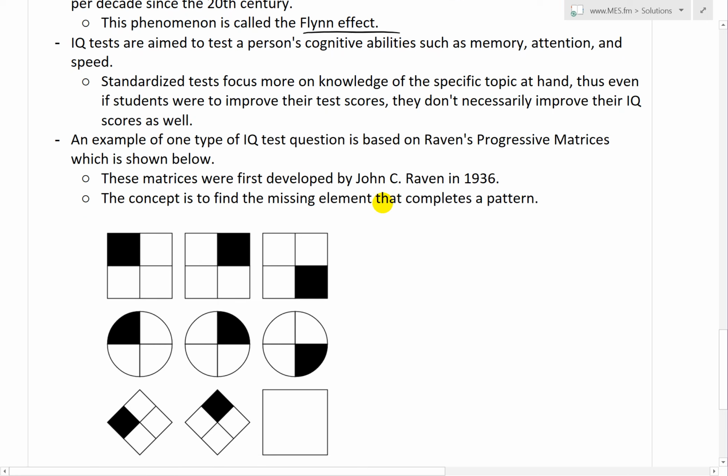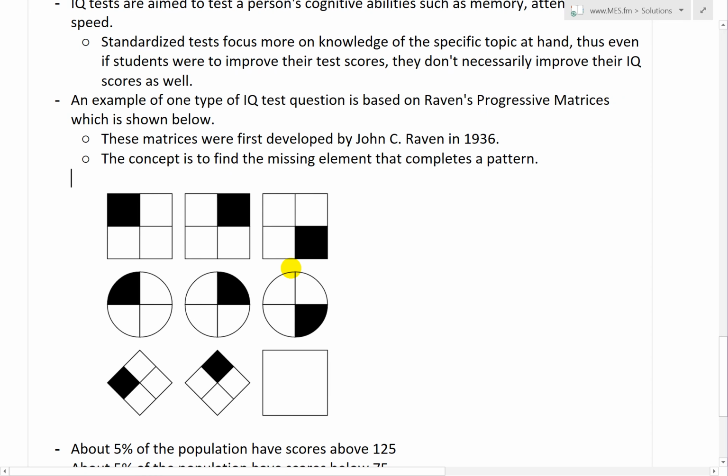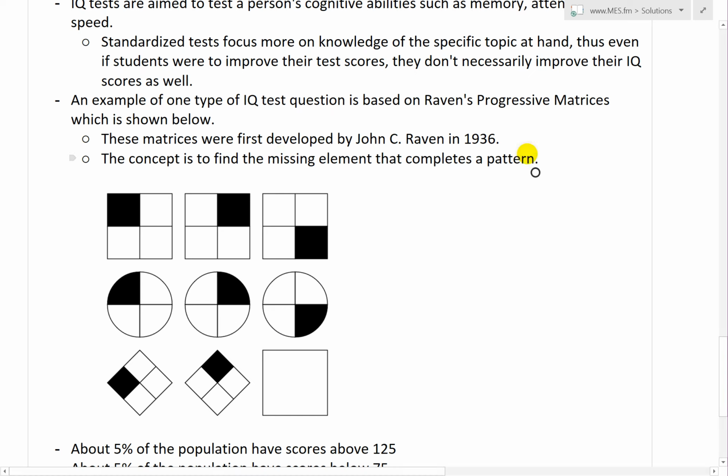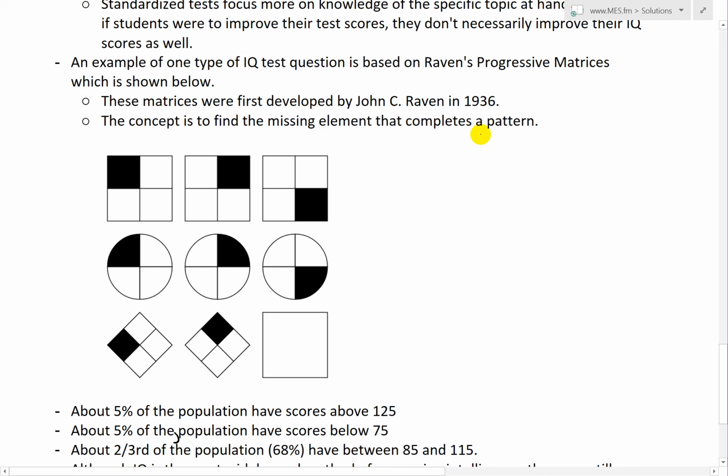And yeah, just an example of one type of IQ test question is based on Raven's progressive matrices, which is shown below here. I'll go over this in a bit. And yeah, these matrices were developed by John C. Raven in 1936, or were first developed. And the concept is basically to find the missing element that completes the pattern.